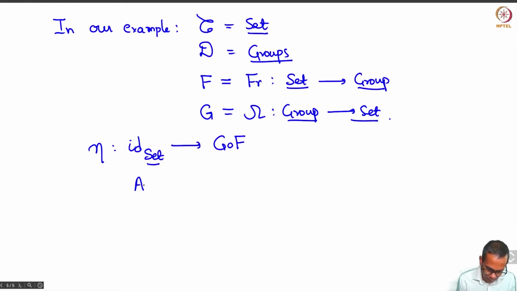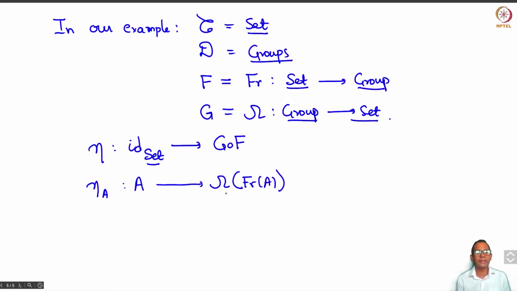So given a set A, this eta A goes from A to the underlying set of the free group on A. In other words, eta A is just a function of sets, with no further requirements about being a homomorphism or anything, from A to the set underlying the free group generated by A. So it's just a function from A to GFA. And the universal property for the free group is exactly the statement that F and G form an adjoint pair.